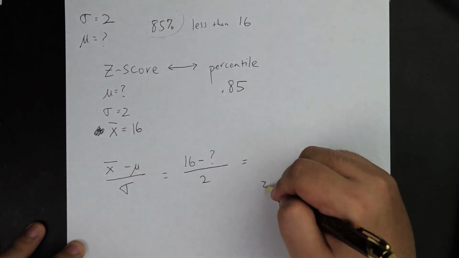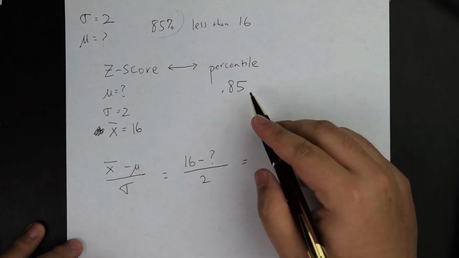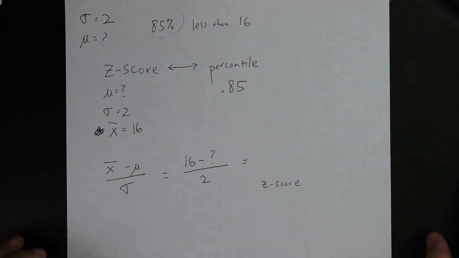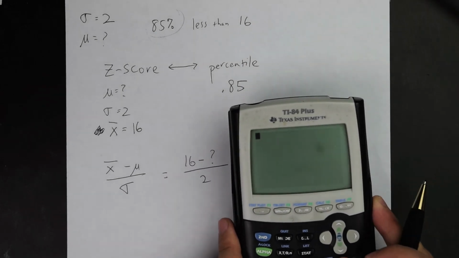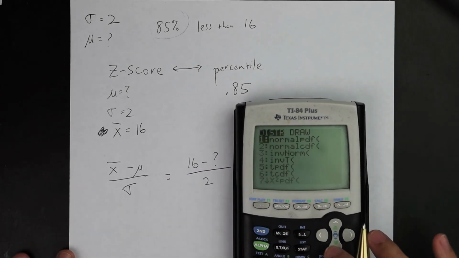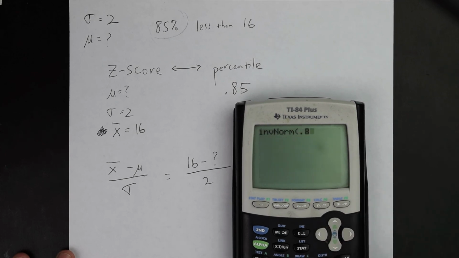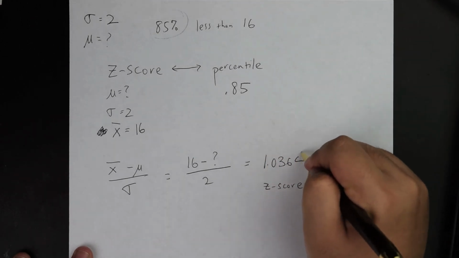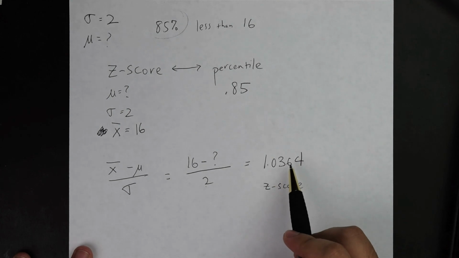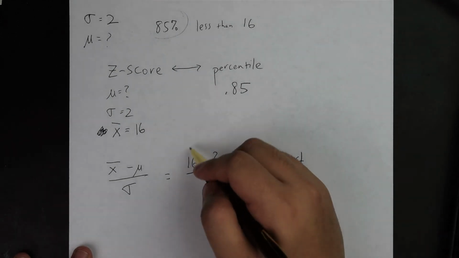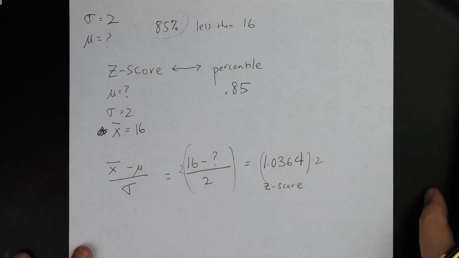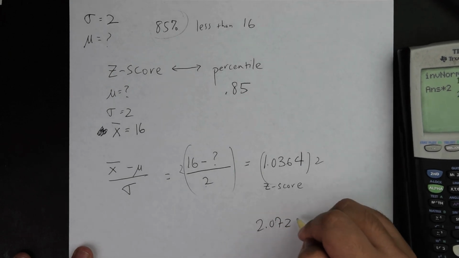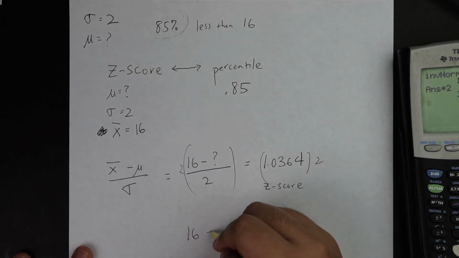I'm going to write z-score below, but the z-score is going to be whatever I get out of the inverse value of 0.85. Since it's less than 0.85, I know this is going to be an accurate value when I do inverse norm. So going ahead and punching it in, 0.85, it's going to be 1.0364. To solve this, I'm going to have to multiply by 2 and move things around. First, I'm going to multiply 2 on both sides, so that times 2 is going to be 2.072, rounding off a little bit, which equals 16 minus question mark.